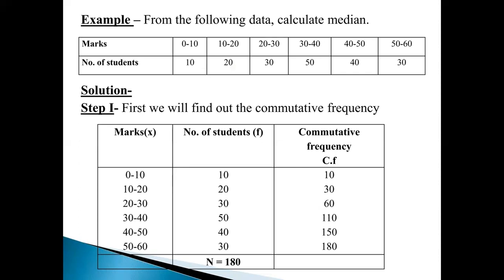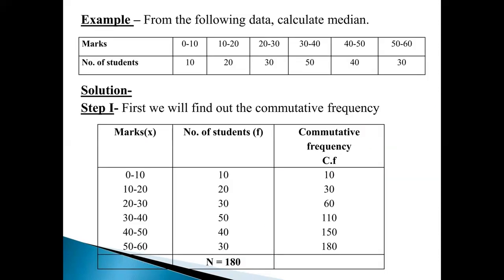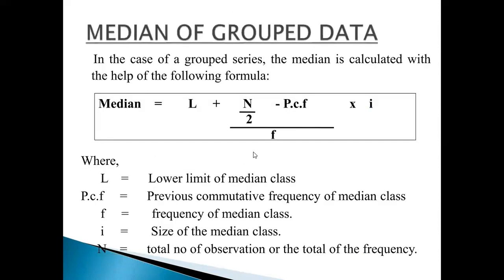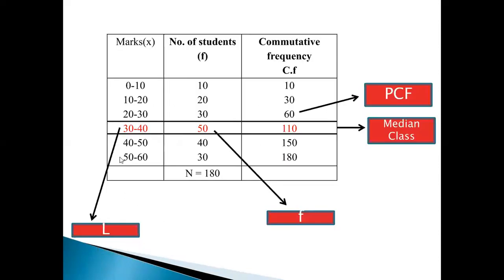Now you have to calculate the cumulative frequency. So the cumulative frequencies will be 10, 30, 60, 110, 150, and 180. So here you have N as 180. So how to calculate this? First of all, you have to take N and divide by 2, because as per the formula, N by 2 is 90. So 90 comes under 110. So the corresponding class interval is 30 to 40. So this is where you have to locate the median.